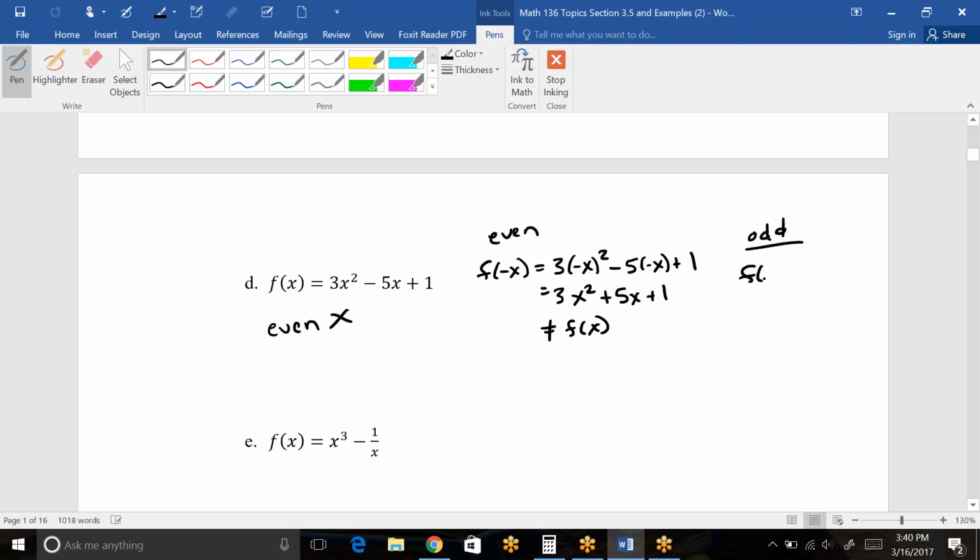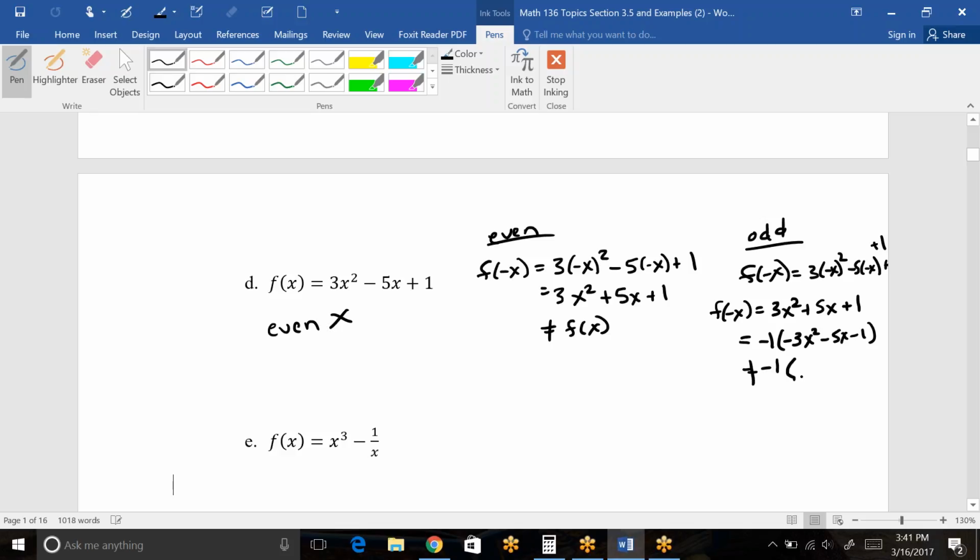For odd, we put in negative x again. And notice the steps for even and odd are exactly the same until you go to pull out that negative 1. Sorry, my plus 1's not showing up. So this would be f of negative x equals 3x squared plus 5x plus 1, but then we try to pull out a negative 1. What that does is changes all the signs, which means that this is not negative 1 times f of x. So again, this one fails both. So it would be neither. That just means if you graph this, it doesn't have y-axis symmetry and it doesn't have origin symmetry. Doesn't mean it doesn't have some other kind of symmetry, but it just doesn't have those.